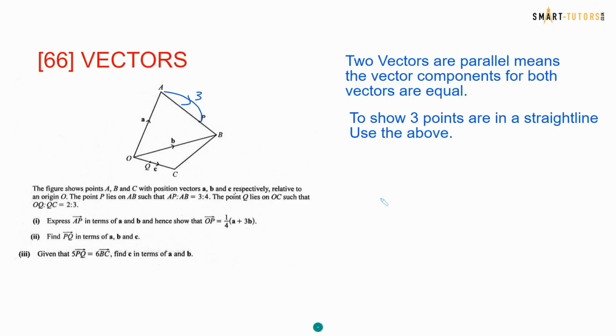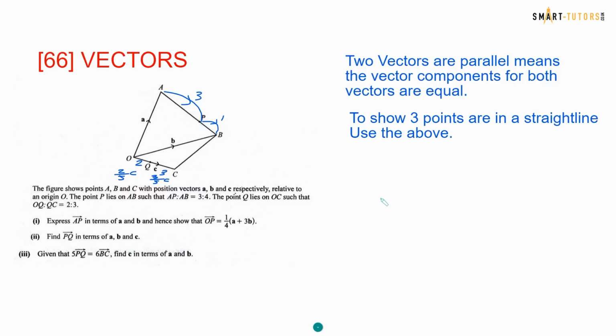So AP is 3 portions and AB is 4 portions, which means this is 1 portion. So AP is to PB is 3:1. The point Q lies on OC such that OQ is to QC is 2:3. So altogether 5 parts, and so this is 2/5 of C here, and this is 3/5 of C. Express AP in terms of A and B, hence show that OP.